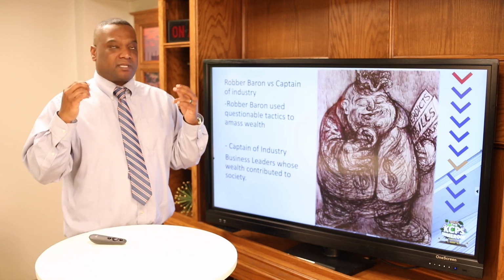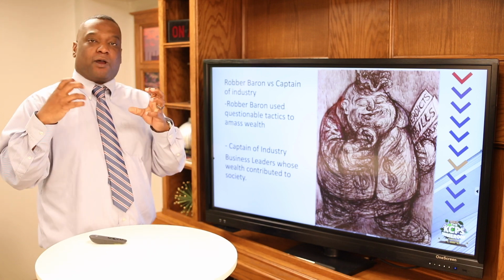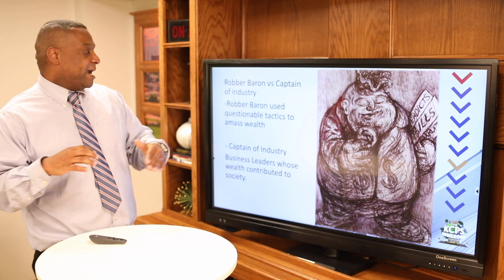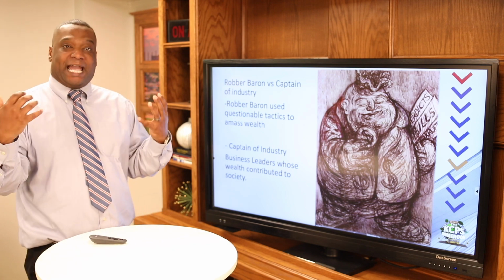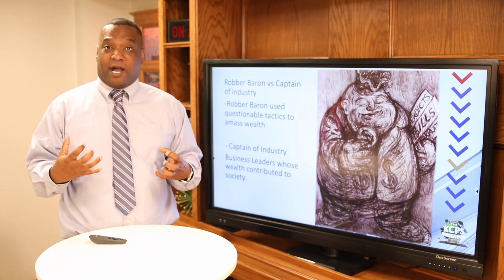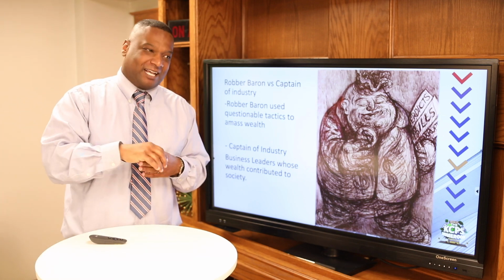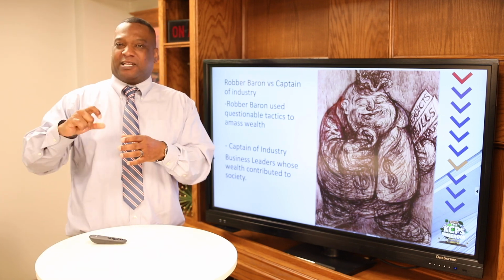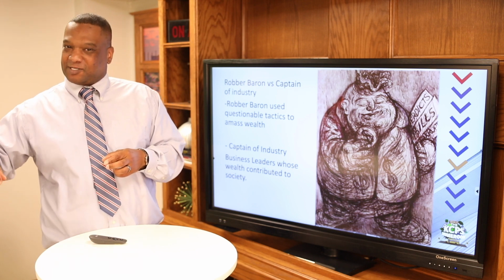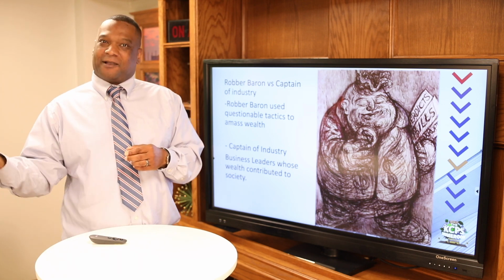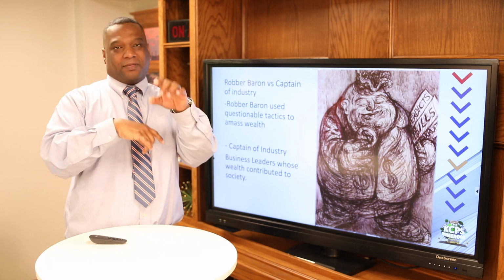So, to define this period, we're going to talk about robber barons and captains of industry. Alright? So to define robber barons, basically they used questionable tactics to amass their wealth. So, we're going to talk about Rockefeller. What he would do, he would put his friends on the boards of these different companies, right? And basically, he would force them to sell their company to him. We're going to talk about all that stuff.